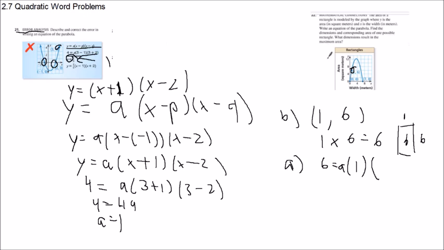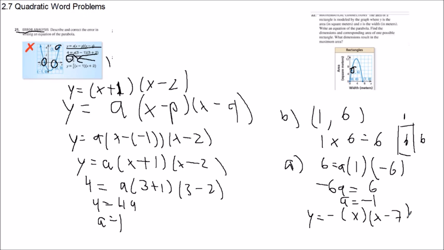Q is going to be 7. So we have something minus 7. We have 1 minus 7, which is -6. So then we can multiply this together. -6a equals 6. A is equal to -1. So this equation has a negative slope, and our final equation is y equals negative x times x minus 7. So that's our equation in intercept form.